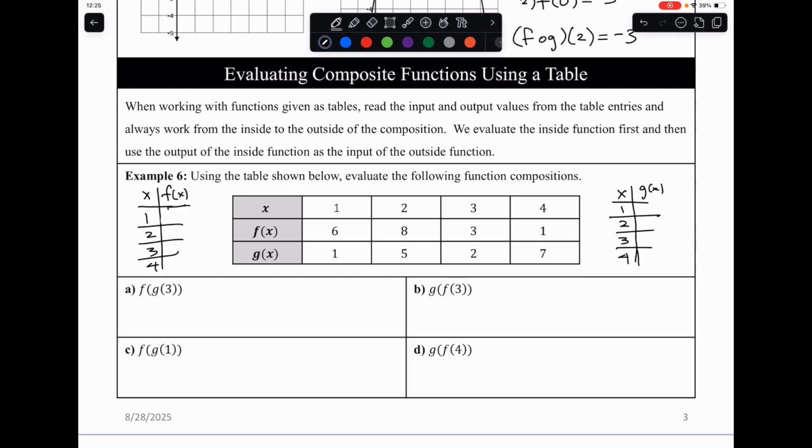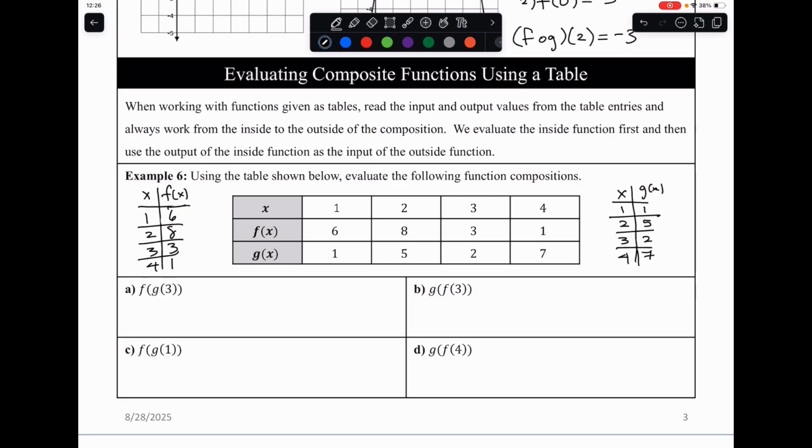Okay. Now to look at the corresponding y values, we look at the rows. So at 1, the y value of f is 6. At 2, it's 8. 3 is 3, and at 4 is 1. So the corresponding y values for 1, 2, 3, and 4 are 6, 8, 3, and 1. So we're going to write those numbers here. And then the corresponding y values for the function g when x is 1, 2, 3, and 4, looking at its row, are 1, 3, 2, and 7.